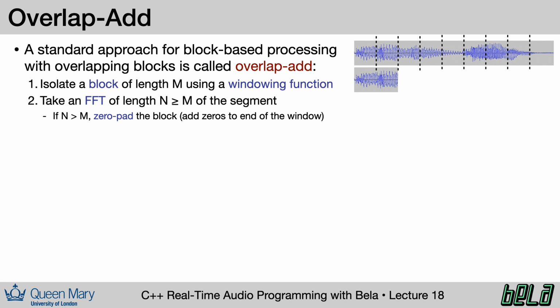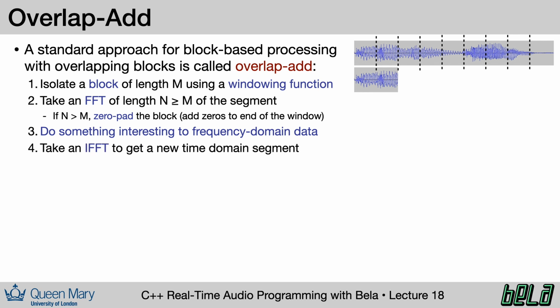If it's longer than the number of time samples, we just add zeros to the end of the block before we take the FFT. The FFT will take us from the time domain into the frequency domain, and the idea is that then we do something interesting in the frequency domain. We're not going to talk about this today, but it'll be the focus of the next lecture.